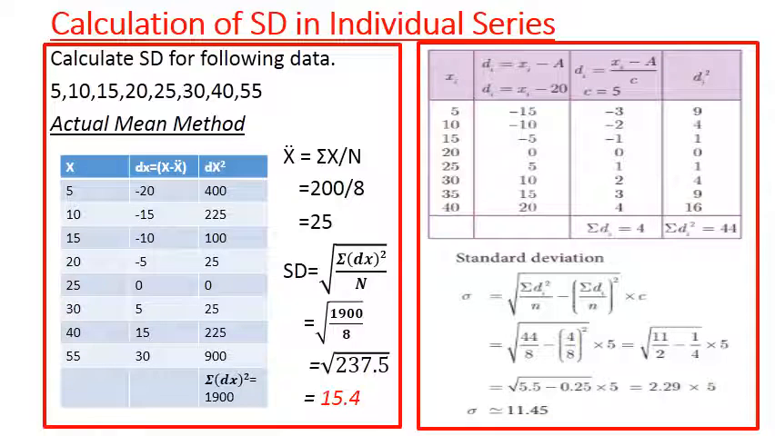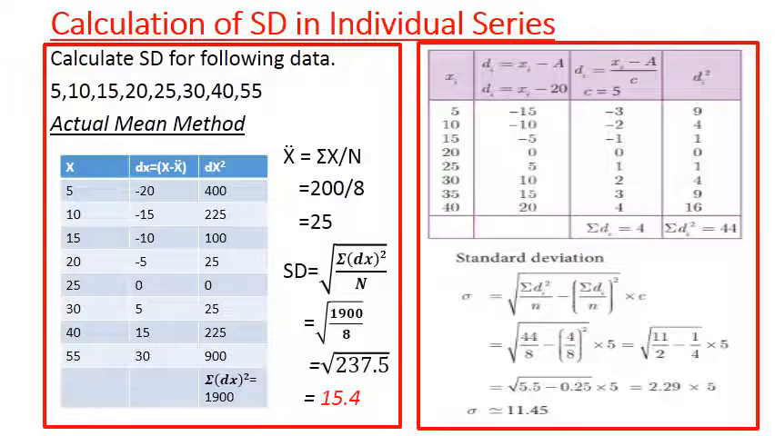Now there is a possibility of taking 5 as a common factor. Each and every deviation is divisible by 5, so you can take 5 as common. You can see d dash. D dash is x minus A divided by c, and c here is 5. 15 divided by 5 is equal to 3. 10 divided by 5 is 2. So we have taken 5 as common. So this is the step deviation method here.